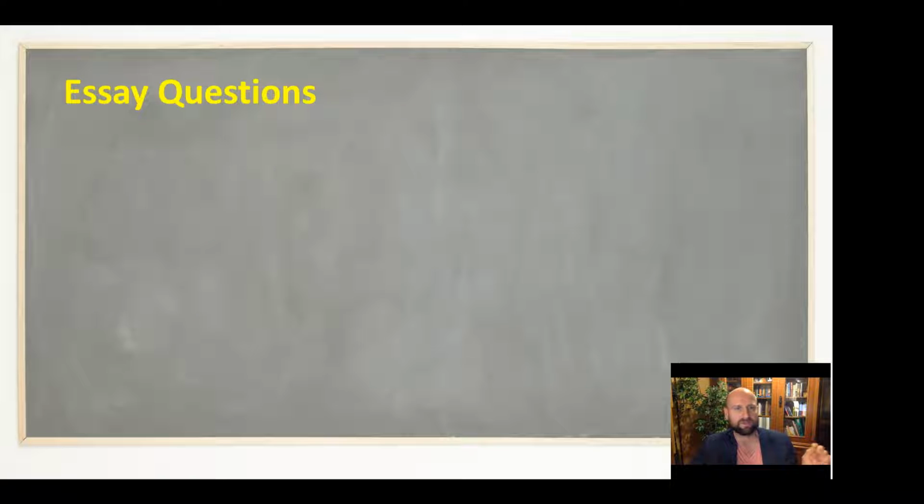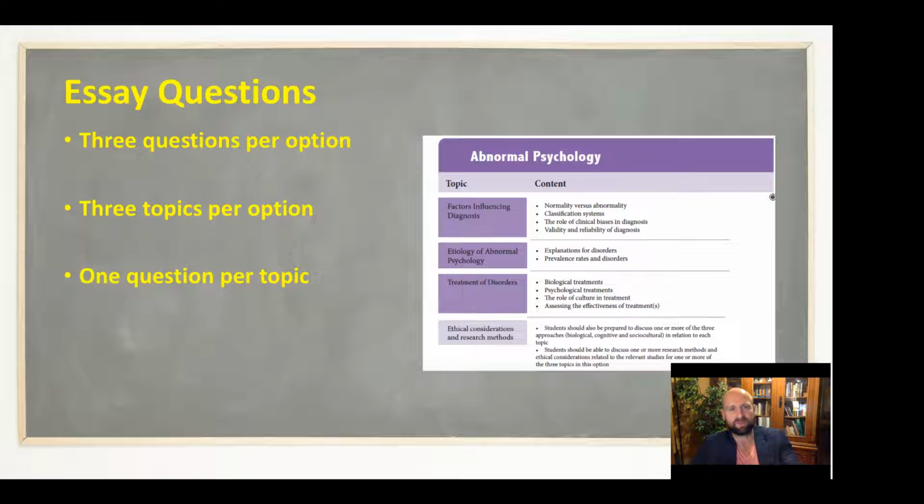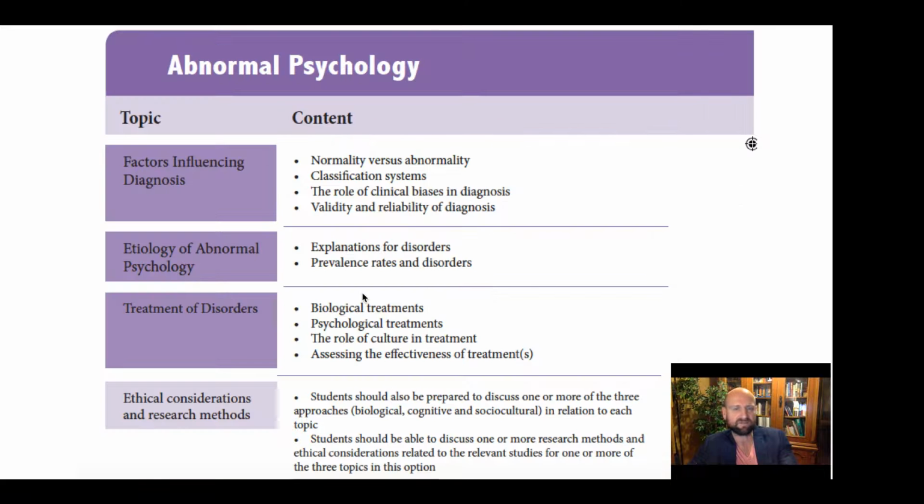Pretty simple so far. Now let's have a look at the essay questions and the breakdown of how they work in the paper 2. So there are 3 questions per option, and each option has 3 topics, and there's 1 question per topic. All right, what do I mean by that? Okay, so here's our option of abnormal psychology, and we can see here abnormal psychology has 3 topics. All of the options have 3 topics. Now, in paper 2, you're going to have 1 question based on each of these topics. Let's have a look at an example.